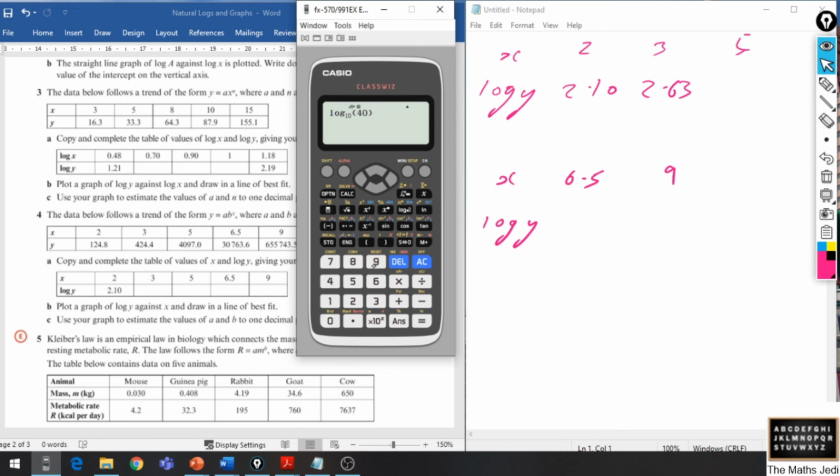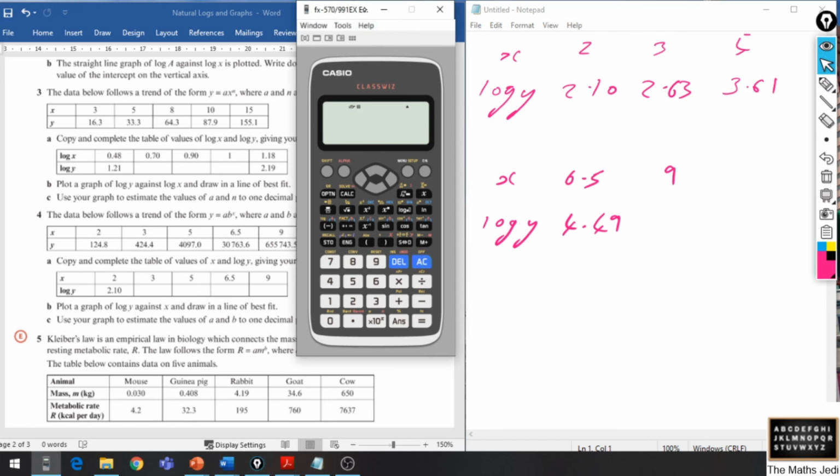4097, 3.61, log base 10 of 30,763.6. Can be quite fiddly to do these. I definitely would recommend you do each one, just check each one, just make sure you've had a good amount of checking going on, because if you mess one of these up, your graph will be messed up and that can then cause you problems.